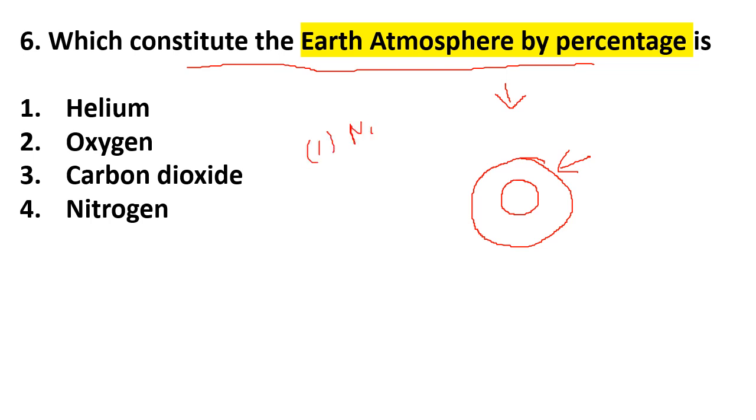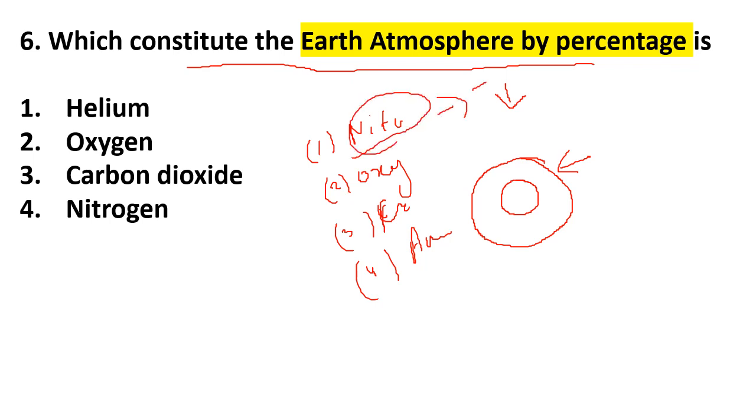Okay, we have nitrogen, we have oxygen, we have carbon dioxide, we have argon, and many other small gases. So what is the maximum amount of gas that is present? Nitrogen carries about 78%. Okay, and oxygen is 21%, and carbon dioxide and others make up about 1%. So what is the maximum amount of gas present in the atmosphere? That is nitrogen, and the right answer will be nitrogen. Okay, nitrogen is the right answer.